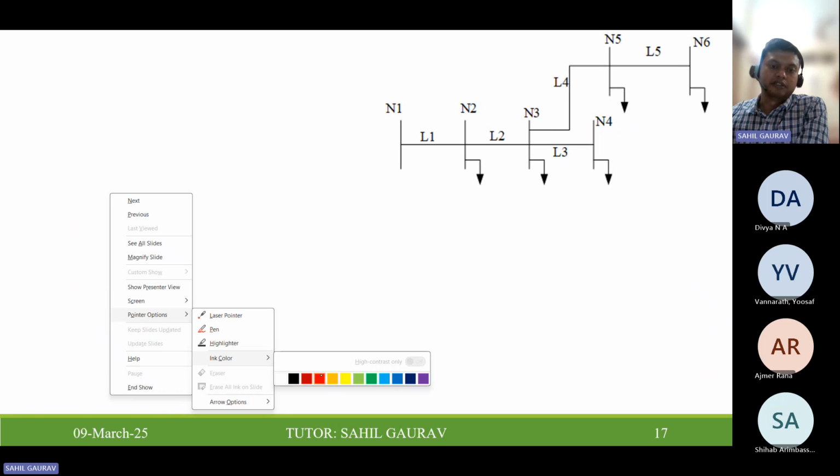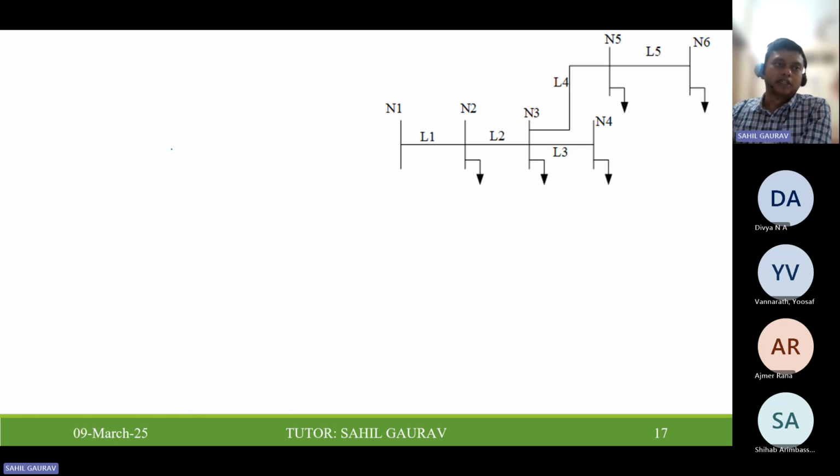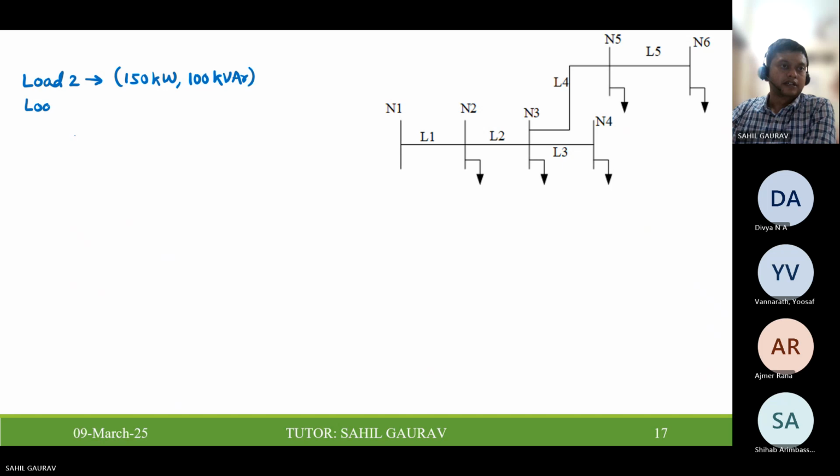So let us find all the load currents. In this they are asking about the load current at node 3 only, but let us find all the load currents because in the next question they are asking the line current. So at load 2 we have P and Q as 100 kilowatt and 100 kVAR, and load 3 is 100 kilowatt and 60 kVAR. Load 4 is 200 kilowatt and 130 kVAR.